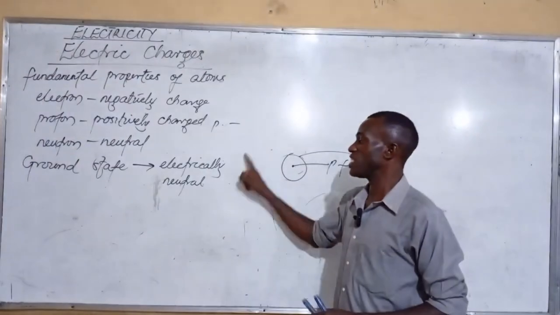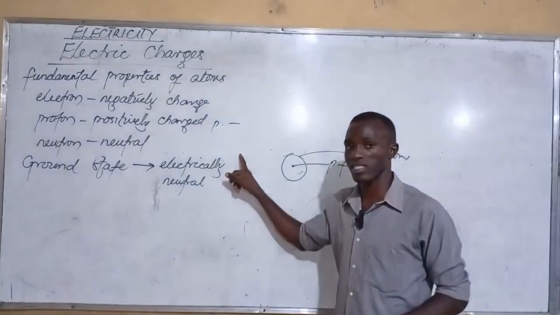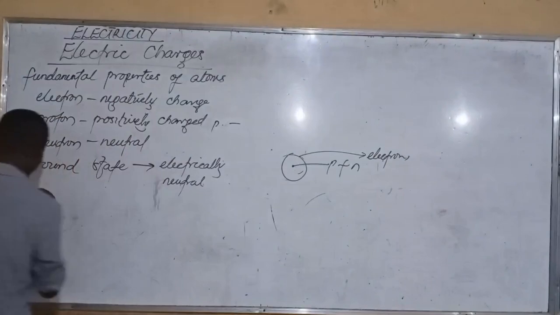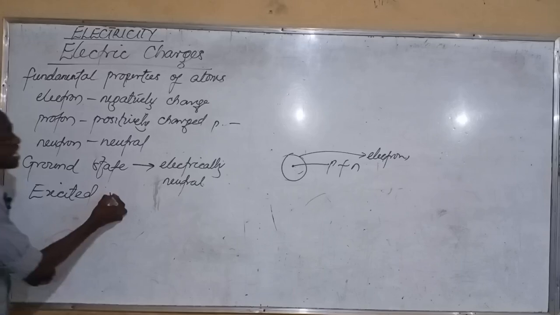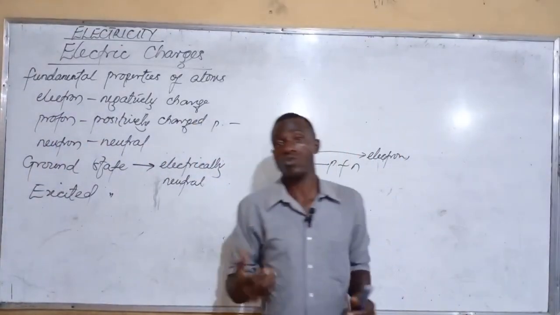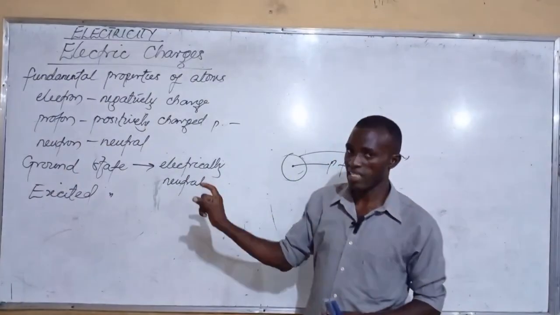Now, how do they gain charges or lose charges? When we say they gain charge or lose charge, it means that they will exit this ground state and become excited. In that state where they either gain or lose electrons, we say they become excited.